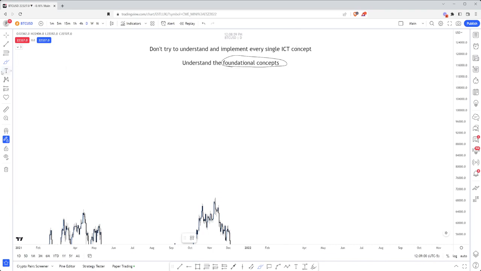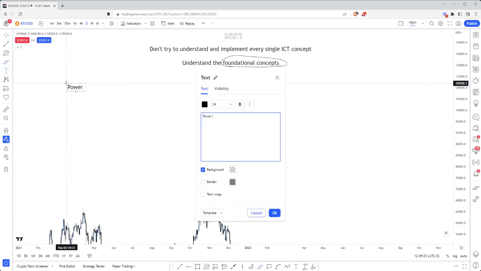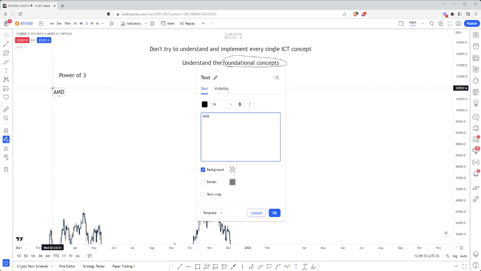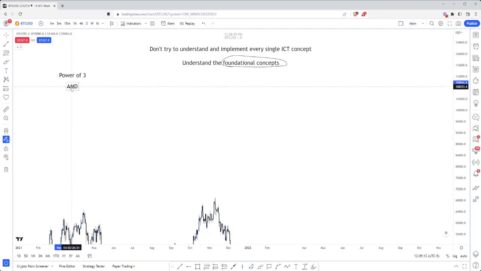Power of 3 is going to be one of the patterns we're going to talk about today. A lot of people call it AMD, and they'll say AMD isn't power of 3. Yes, it is, 100%. Go back to old ICT, it's literally called accumulation, manipulation, distribution. Now, this concept often plays into Wyckoff. I'm not going to say one is right or wrong. They're just different ways of interpreting it. But the premise of both is that the market is being manipulated, and then that liquidity is taken advantage of.